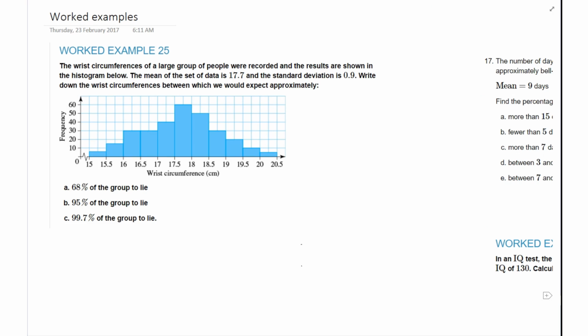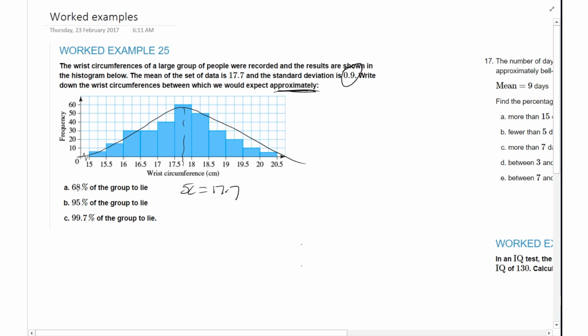Worked example. All right, the wrist circumferences of a large group of people were recorded and the results are shown here in this histogram, and that looks approximately symmetrical. So the mean of the data is 17.7. So that's sort of, if you're thinking about that pattern, that's going to be 17.7. So x bar is equal to 17.7. Now, the standard deviation is 0.9.